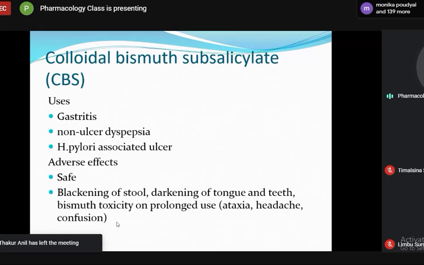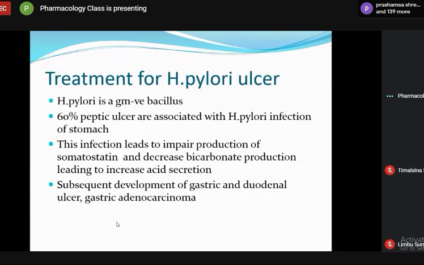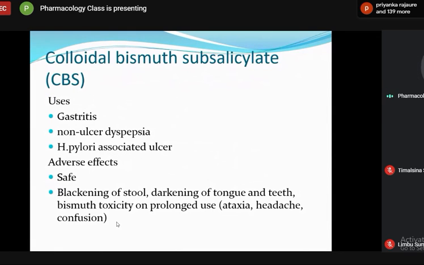It is used in cases of gastritis, non-ulcer dyspepsia, and H. pylori associated ulcer. The adverse effects: it changes the color of the stool to black, and also discolors the tongue and teeth, and it can cause bismuth toxicity on prolonged use, causing ataxia, headache, and confusion. Ataxia means the lack of muscle coordination. So that was about the drugs for peptic ulcer.